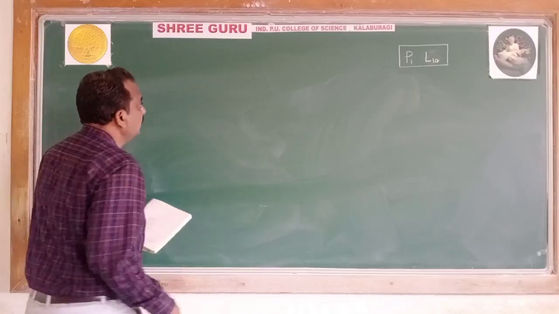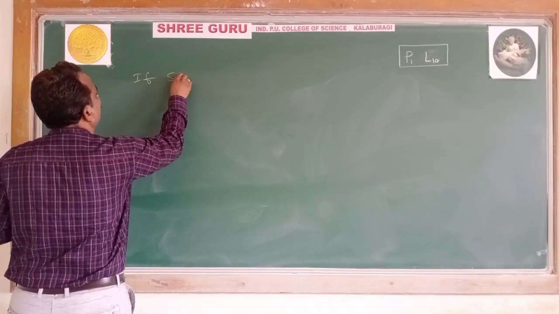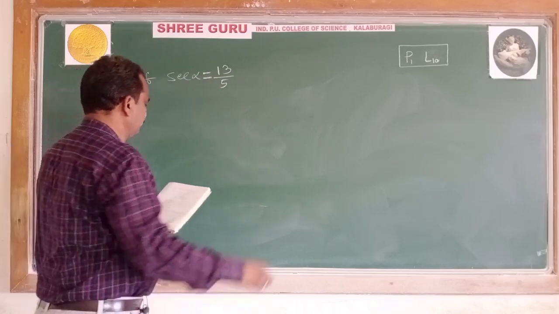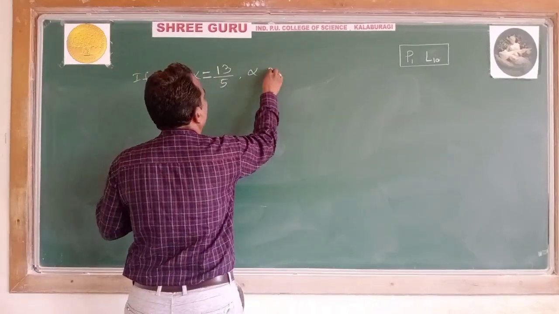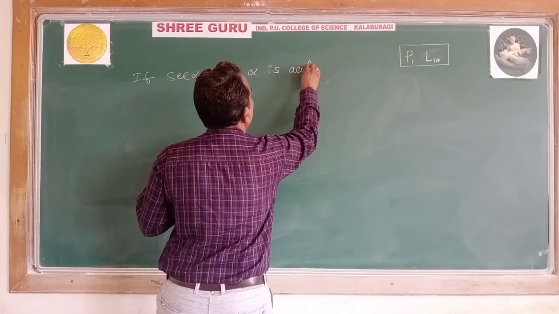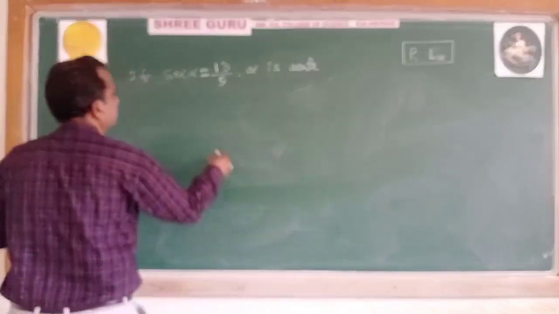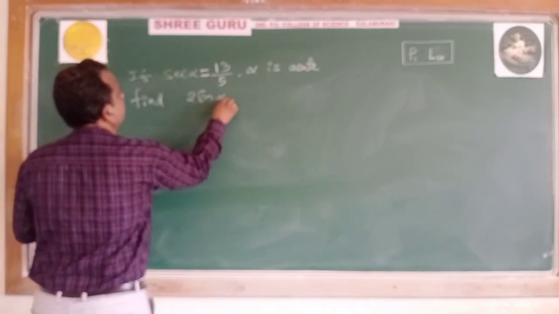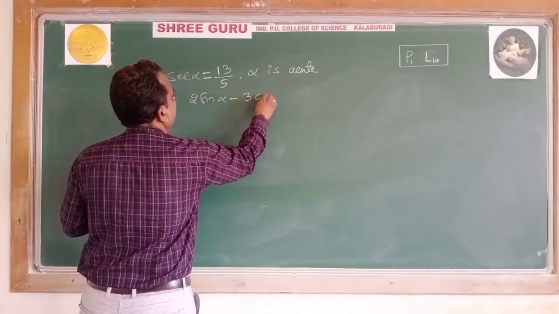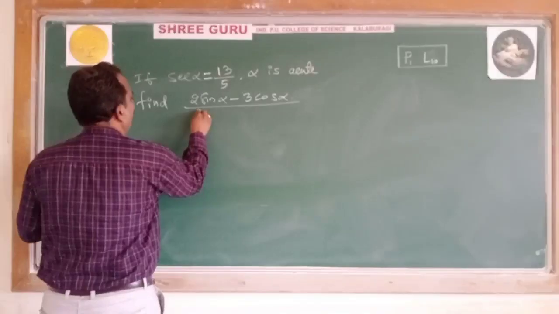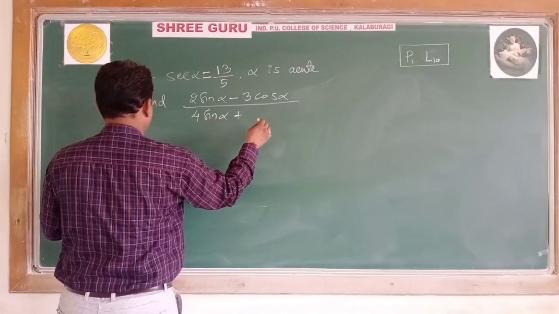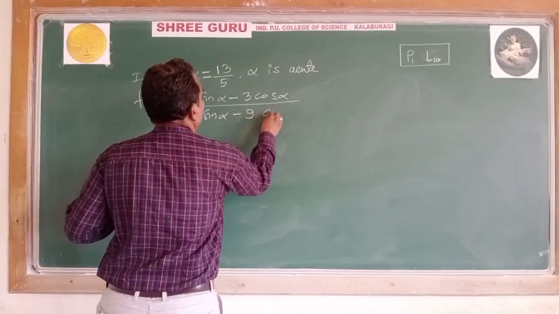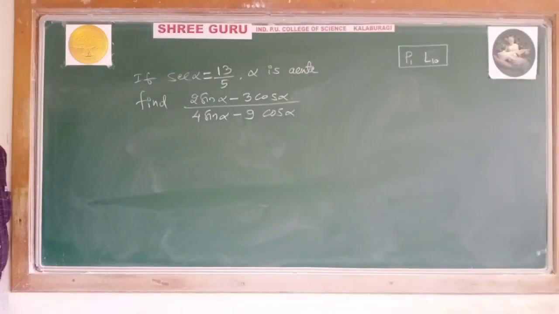See the students here. If secant alpha is equal to 13 by 5, and alpha is acute, find (2 sin alpha minus 3 cos alpha) divided by (4 sin alpha minus 9 cos alpha). See the students, this is one more type again.